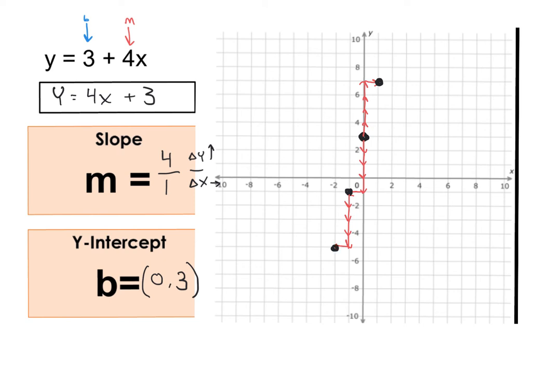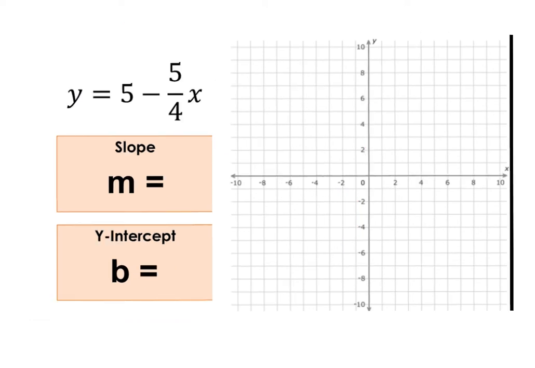Okay, and then we will connect these points. So, this is not always my strong suit. That's a pretty bad line, but you get the point. Ha ha ha, I get it, you get the point, but boom. All right, and there is my line of y equals 4x plus 3. Let's take a look at another one.